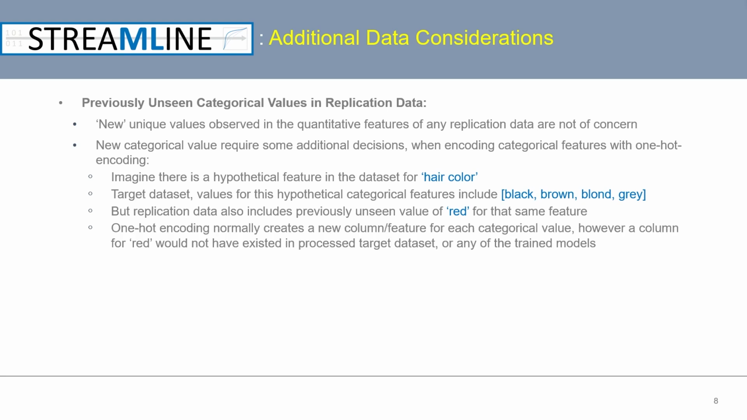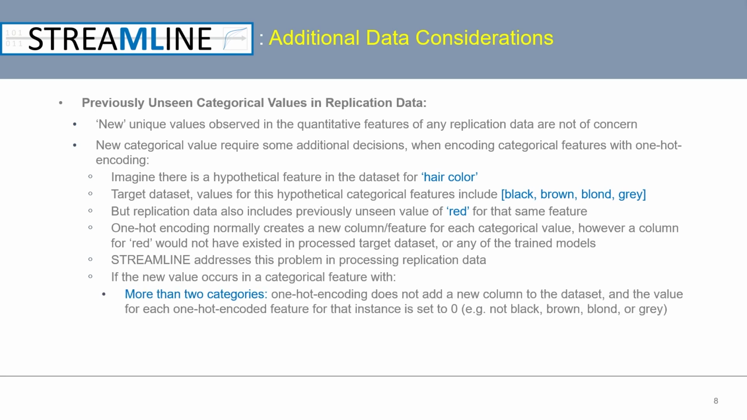One-hot encoding would normally create a new column for each categorical value. However, the column in this case for red would not have existed in the processed target dataset or any of the trained models. Streamline addresses this problem during the processing of replication data.